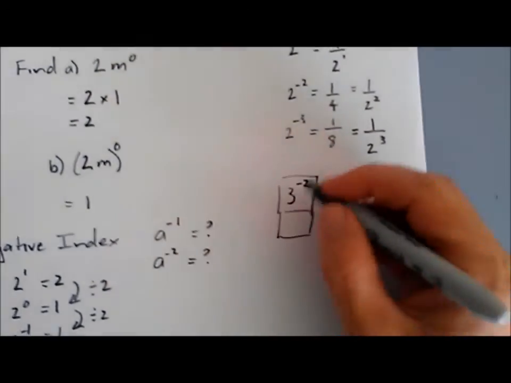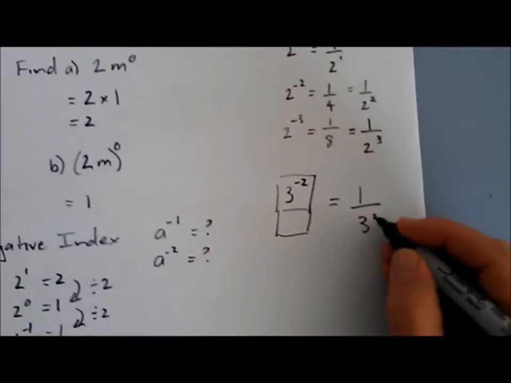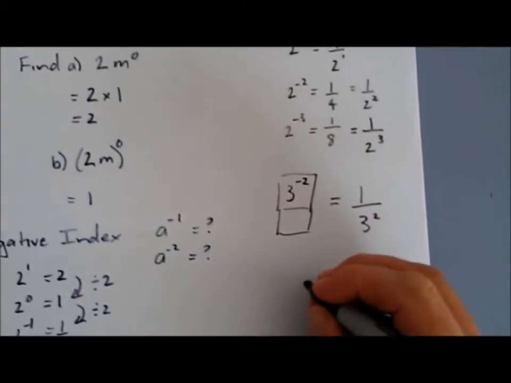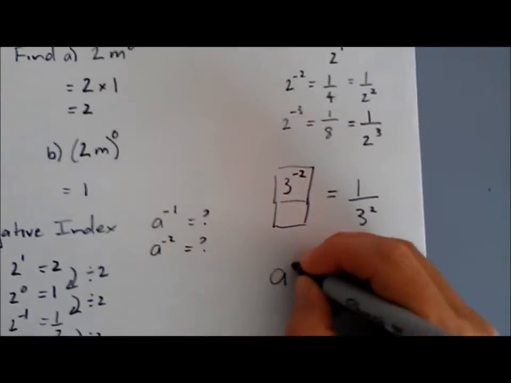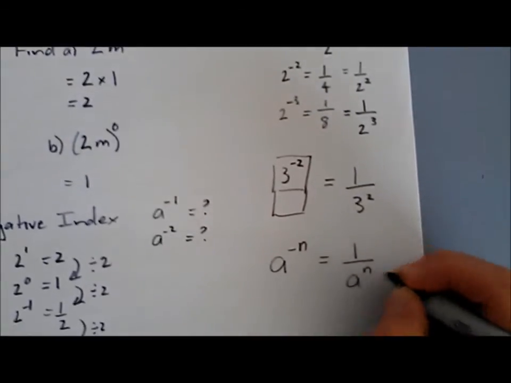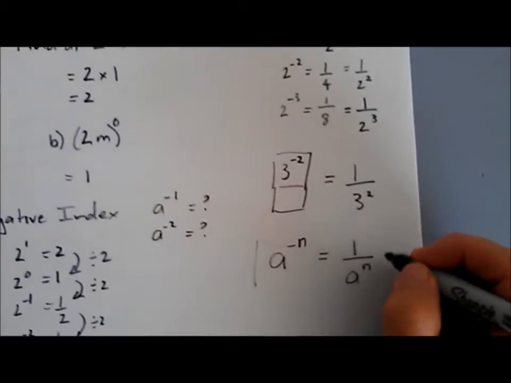So 2-story elevator, press the button, the negative sign, it drops down. Notice the button's no longer there, 1 over 3 squared. So in general, if I take any number and raise it to a negative power, I get 1 over that number raised to the power. That's my rule for negative indices.